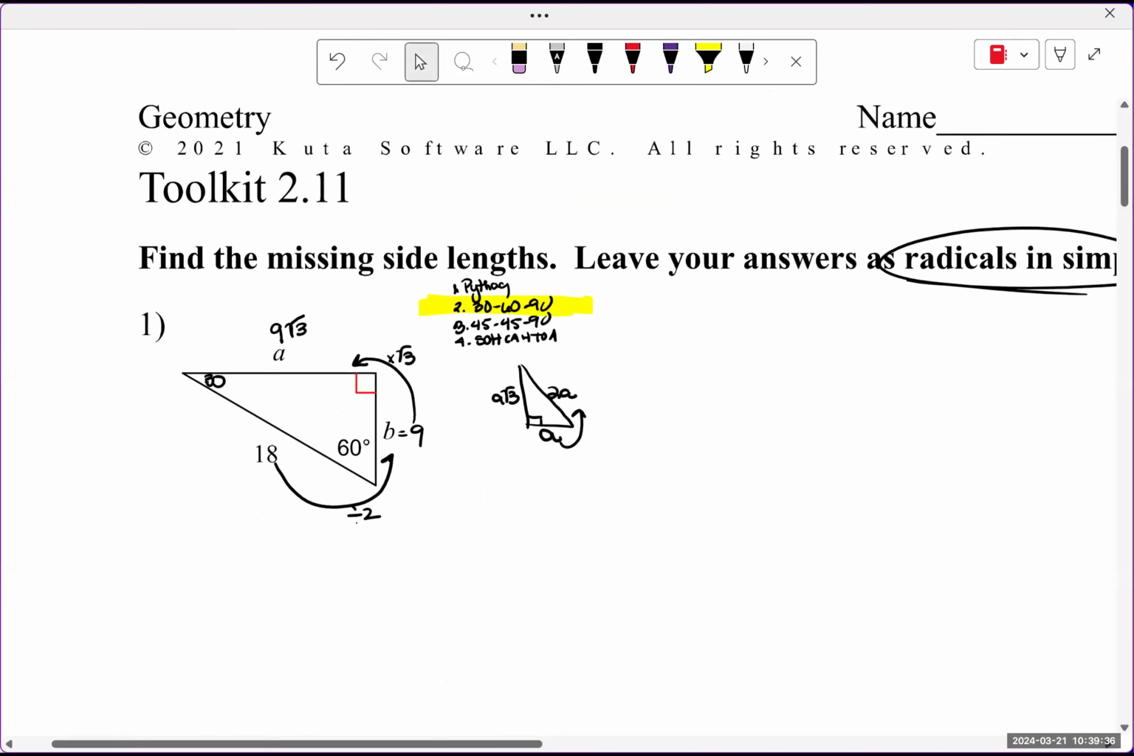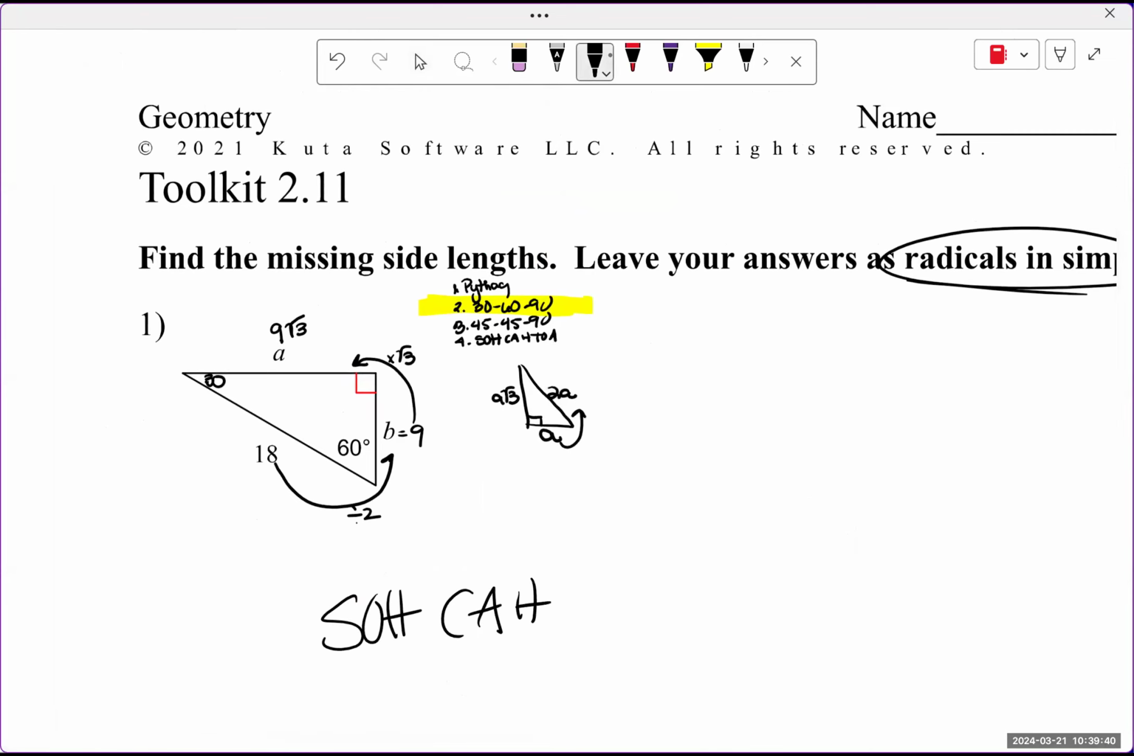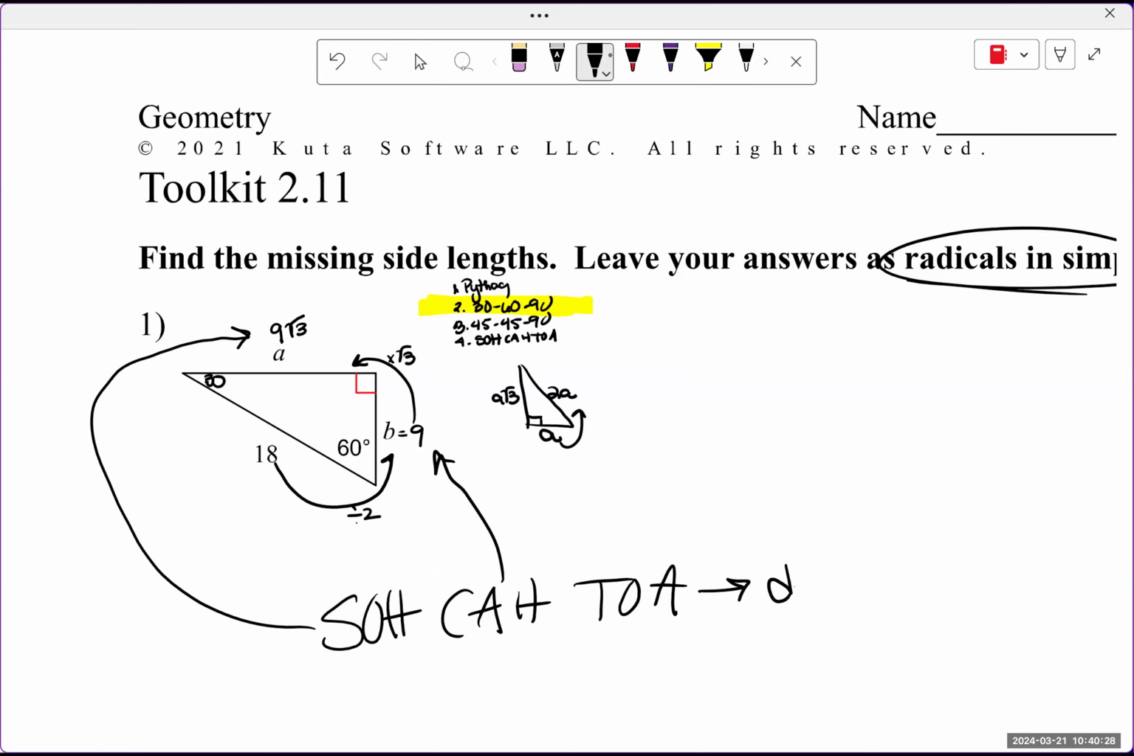Notice I could have used SOHCAHTOA, but what would SOHCAHTOA give me that is not according to the directions? You could use SOHCAHTOA for 9, but why would it not give you the answer you're looking for the long leg? There's something in the directions that was the hint: it's not going to give you the answer in the correct form. SOHCAHTOA will only give you decimal answers. It will not give you a radical.